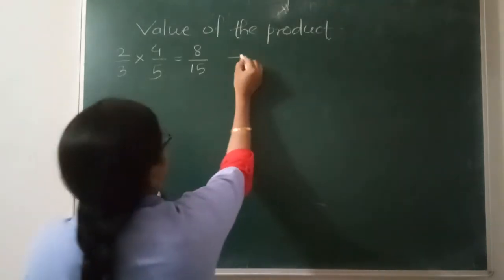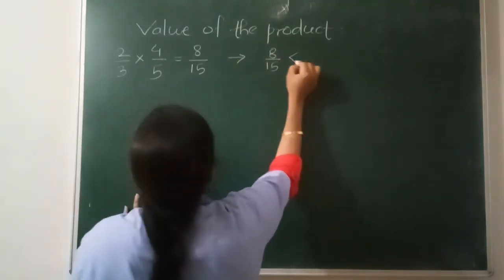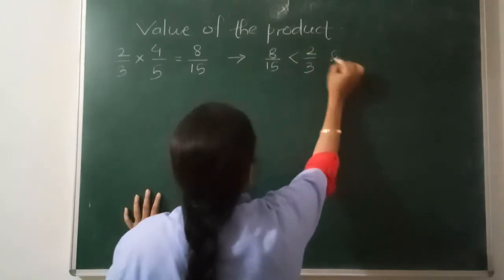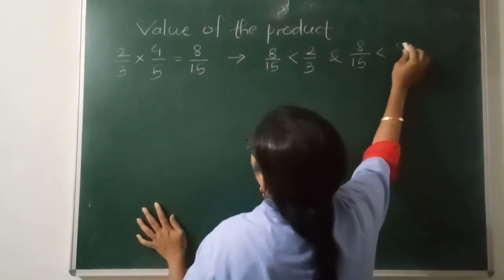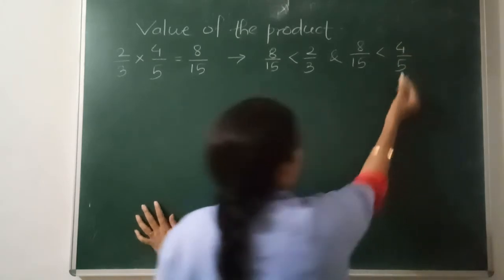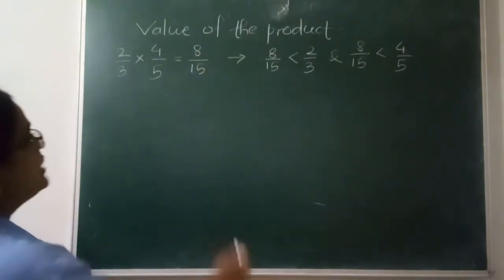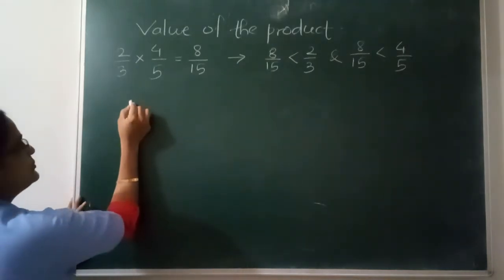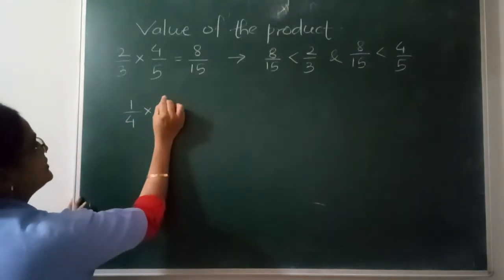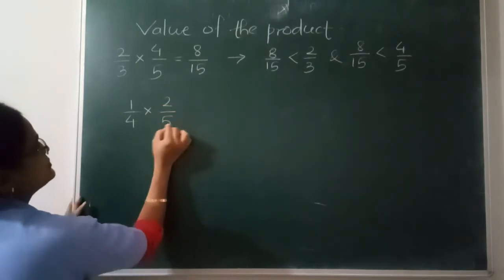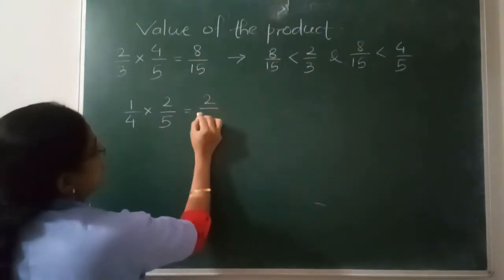What have I concluded from this? That 8 upon 15 is smaller than 2 upon 3 and 8 upon 15 is also smaller than 4 upon 5. This is what I have concluded. Are you getting? Now I will consider one more example if you want. I can say 1 upon 4 multiplied by 2 upon 5 suppose. Again, what is the product? It is 2 upon 20.